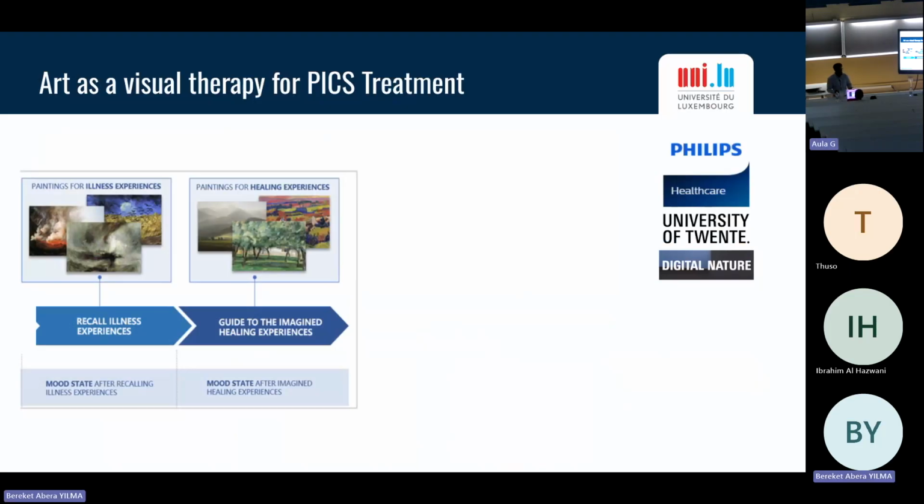What happens is you give patients a set of paintings that could help them recall their ICU experience, and then you try to map this with paintings that have some healing concepts. And then they will go through a guided meditation, a guided session to actually recover. What's the problem with this?